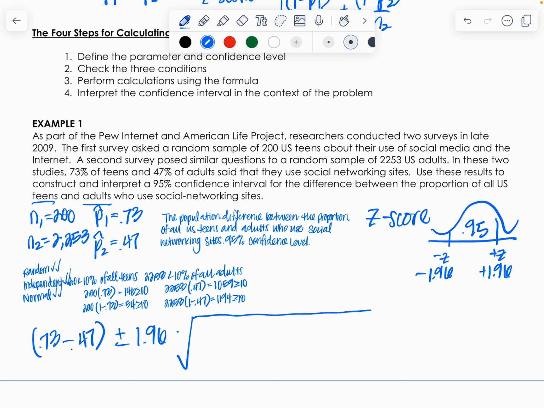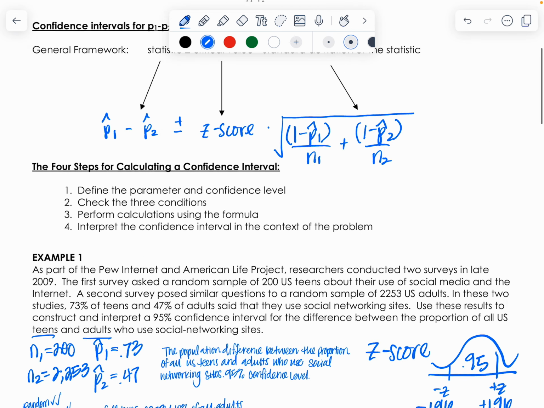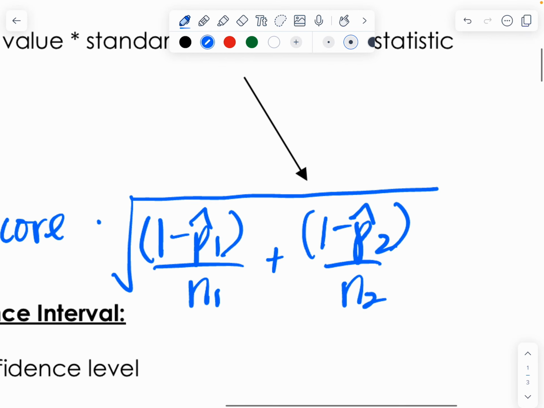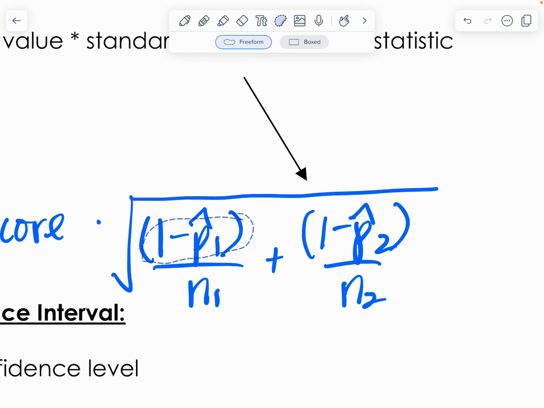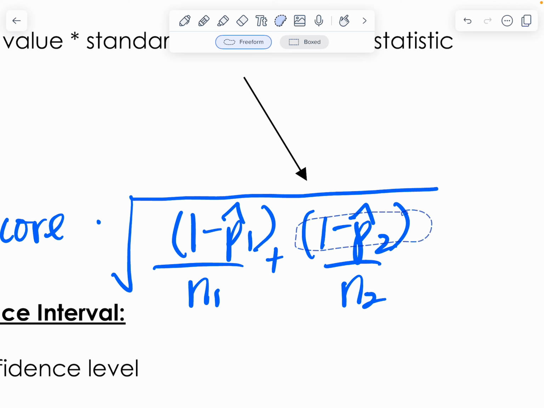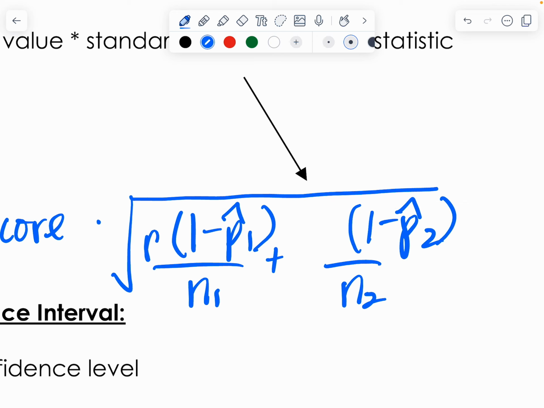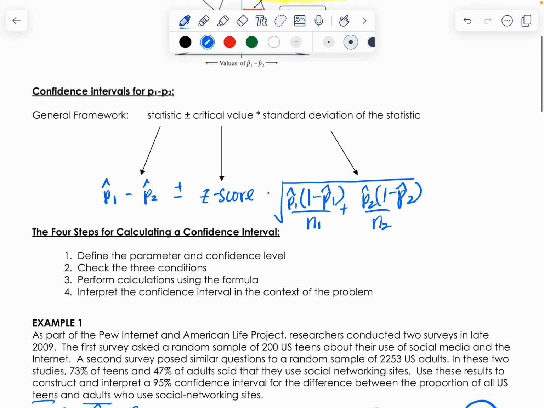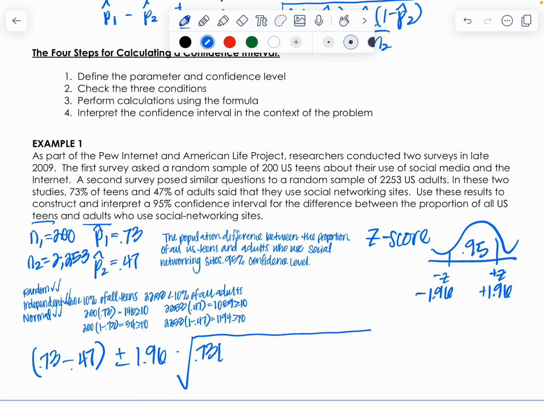Times our great big square root. So 0.73. Oh, I was missing something up here. I just realized that. When I plugged this in, we needed our p hat to go in front. Whoops. Okay, so make sure you add that to your formula. Make sure you remember where to find that. So we would do 0.73 times 1 minus 0.73 over N1 plus 0.47 times 1 minus 0.47 over N2.